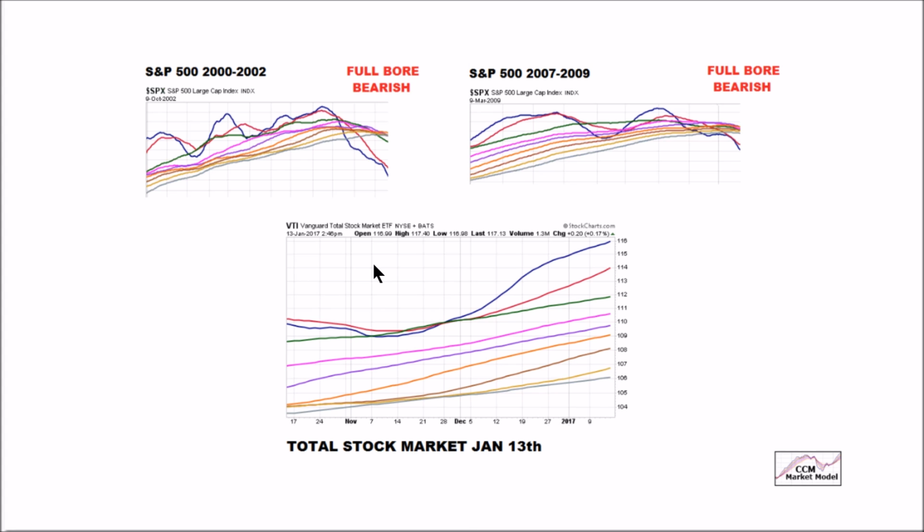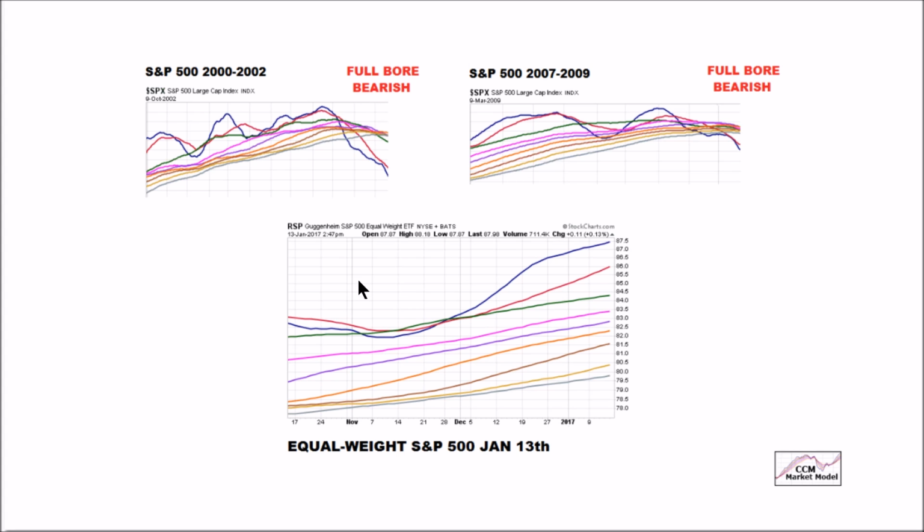This is the Vanguard Total Stock Market ETF. It's much broader than the S&P 500 in terms of the number of stocks that are included. And you can see VTI also has a constructive look on Friday, January 13th. How about an equal weight S&P 500 ETF, or RSP? This looks good too. We're not anticipating here. We're monitoring. If we're using this to monitor, this looks fine as of January 13th.